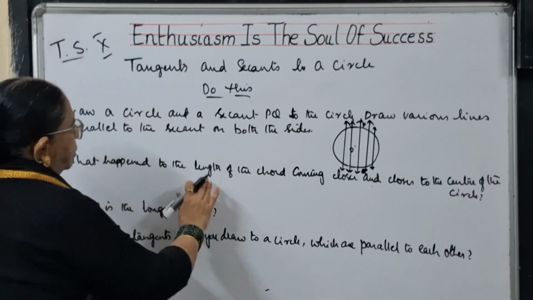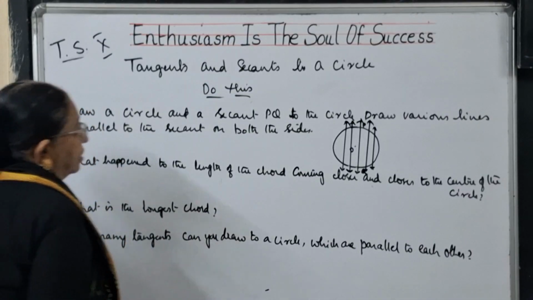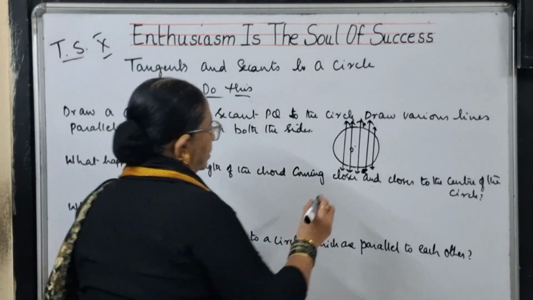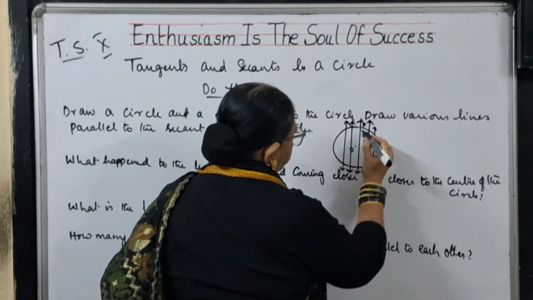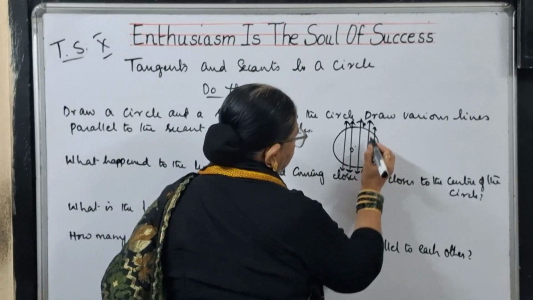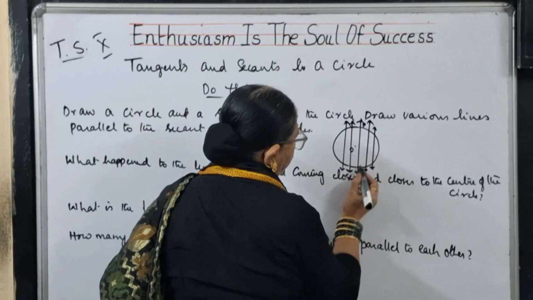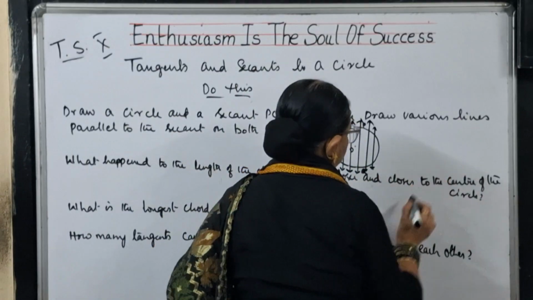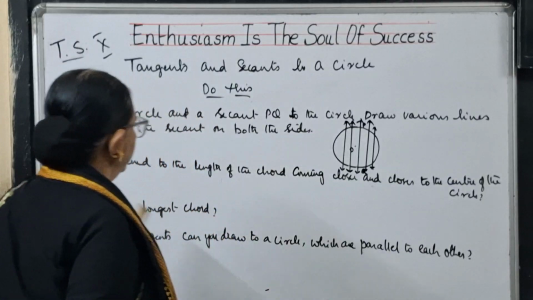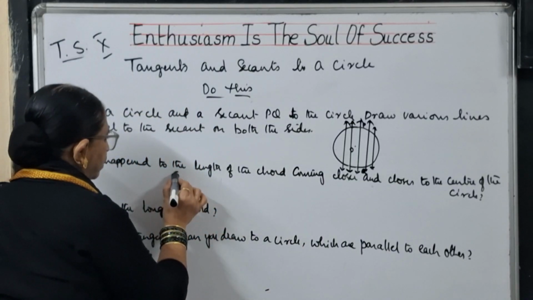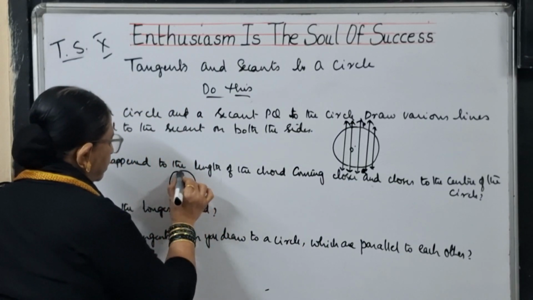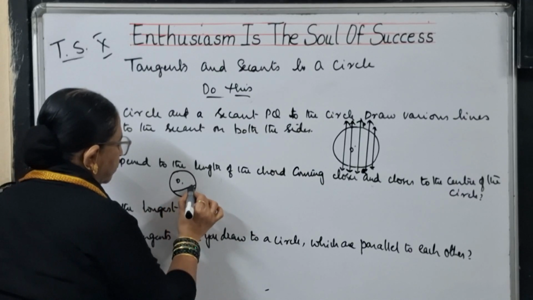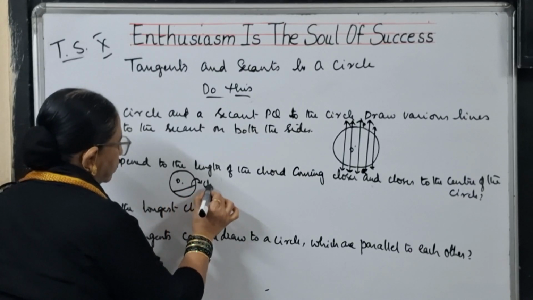Next, what happens to the length of the chord as it comes closer and closer to the center? See, this is the center and PQ. PQ is a chord. First of all, you should understand the meaning of a chord, children. If this is a circle and this is the center, this is called a chord.